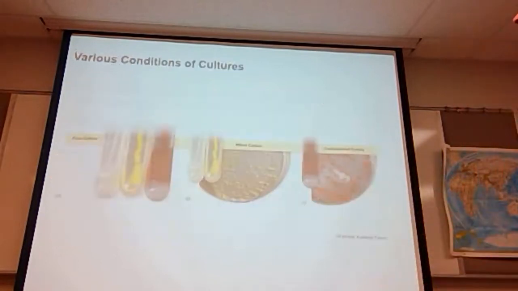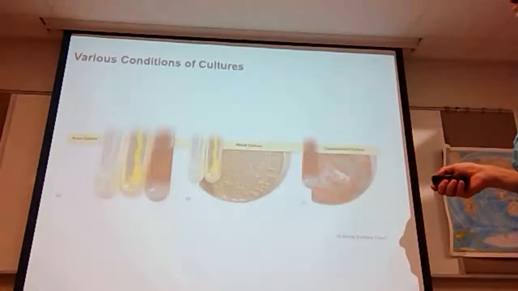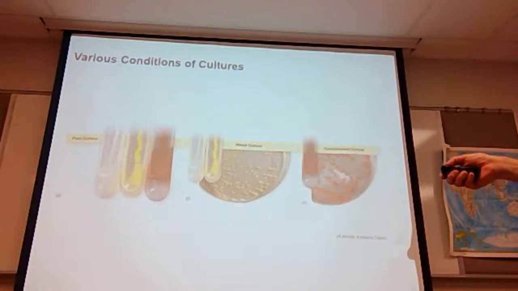on the plate. Here are the various types of cultures that we'll use in the lab. This is a pure culture here. Each one of these tubes contains a single bacteria type. This one maybe is a staph organism of some sort. This maybe is a strep, and this is maybe some other bacillus organism.